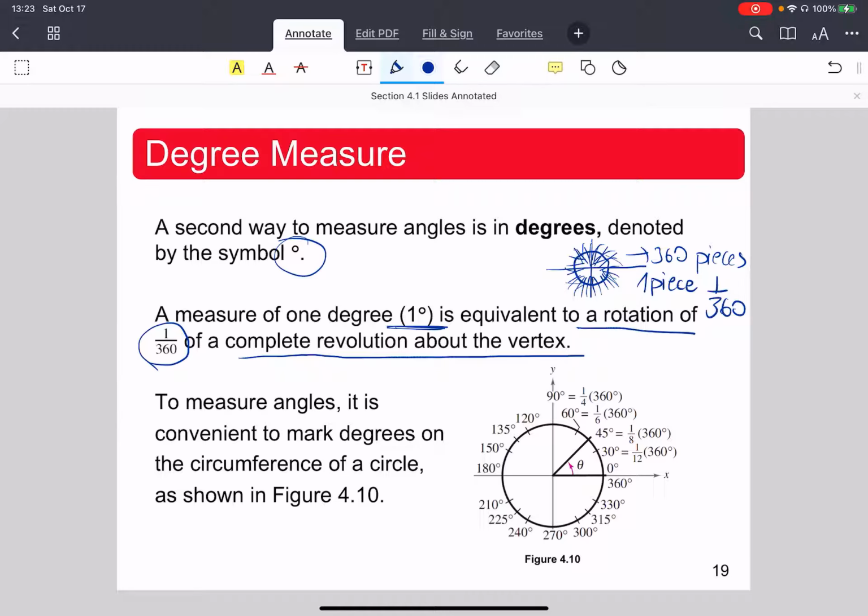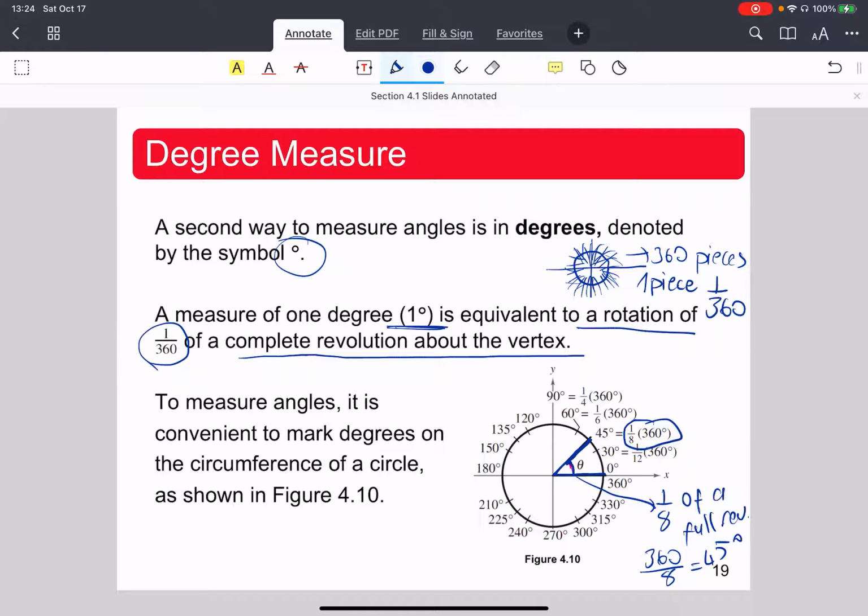To measure angles, it is convenient to mark degrees on the circumference of a circle as shown in this image. You realize this theta, specifically given in the example, is going from here to there. It ends up right here in this terminal angle. This seems to be 1/8 of 360, so 1/8 of a full revolution. And that's why we have 360 over 8, which is equal to 45 degrees. So this angle theta is 45 degrees.